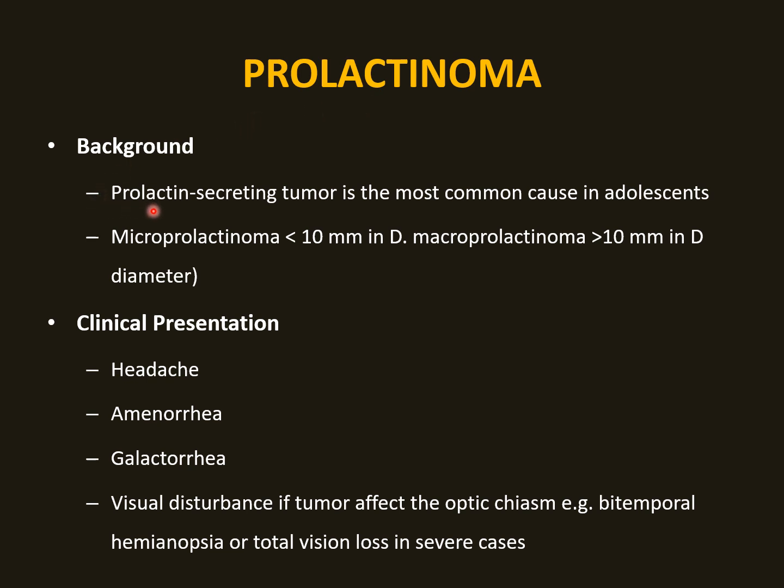Prolactinoma. Prolactinoma is a prolactin secreting tumor. This is the most common cause in adolescents. Microprolactinoma is less than 10 millimeter in diameter. Macroprolactinoma is more than 10 millimeter in diameter. This is the difference between micro and macro. It is less than 10, more than 10.